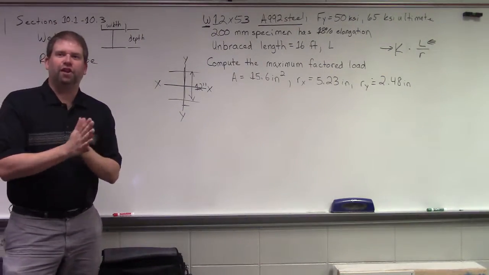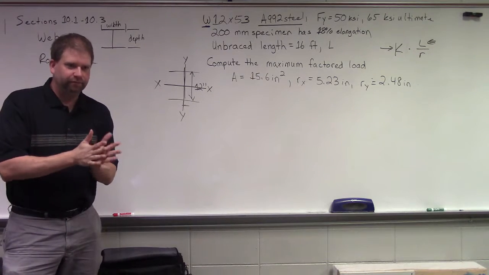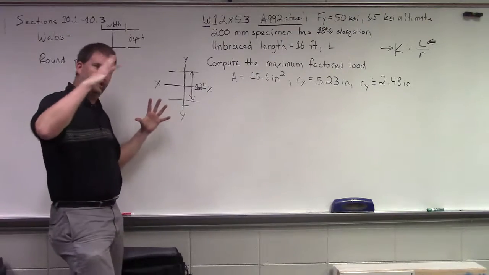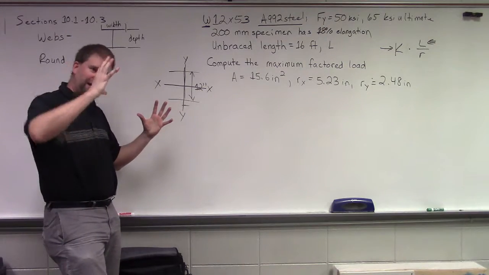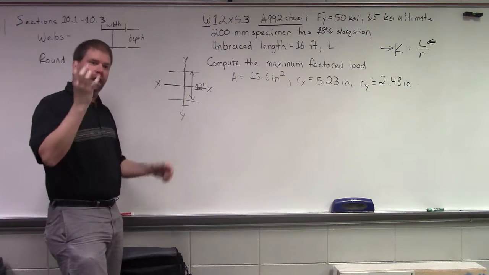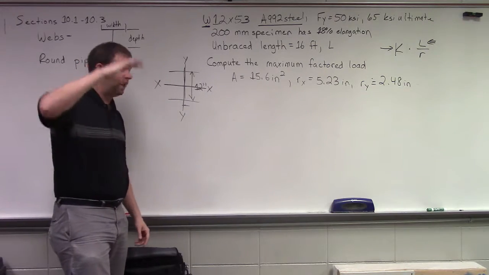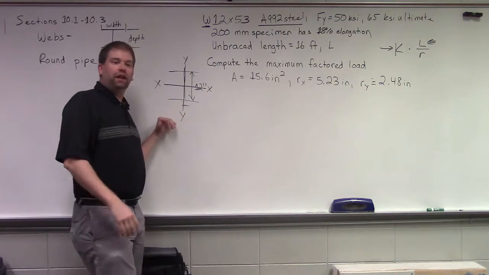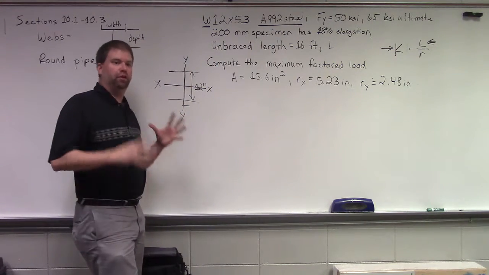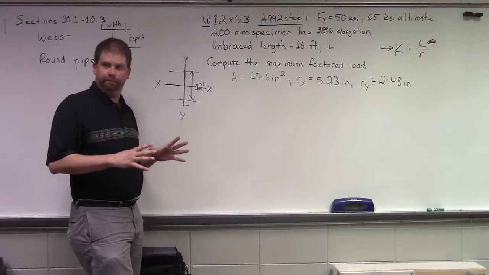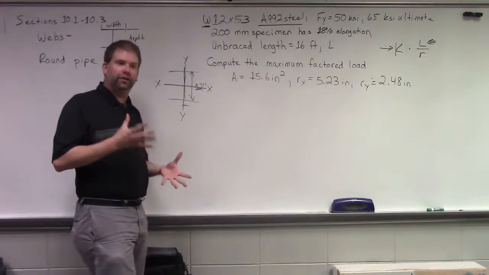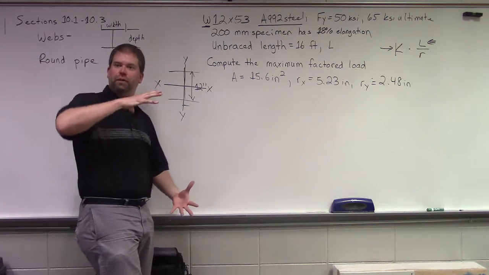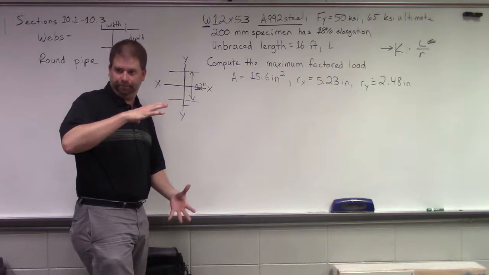I'm trying to think of how much time we should take on radius of gyration. Listen, move on. Radius of gyration is going to give you, as you load this thing and it starts to bend, the radius of that bending as it rotates. It doesn't have anything to do with the actual physical dimensions of the steel. It has everything to do with, as this thing is being compressed and starts to rotate, the measurement of that rotation.